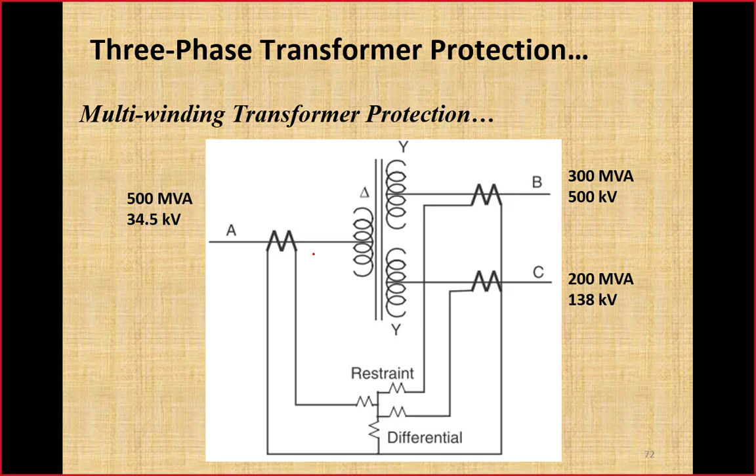Next, winding A is connected in delta. So here CT secondaries must be in Y. Winding B is connected in Y. So CT secondaries here should be in delta, and the sense of this delta must be such that it is the same as over here in winding A. And winding C is also in Y. CT secondary should be in delta. So this is how we have done the CT secondary connections.